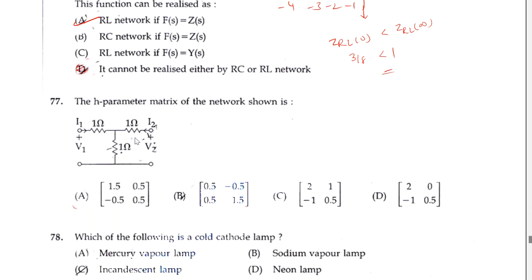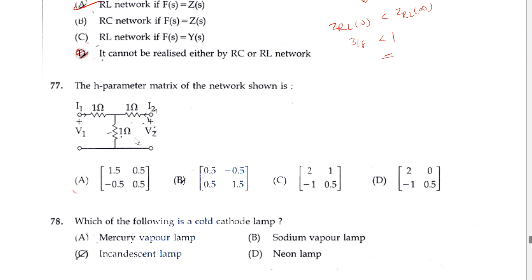Next one, the H parameters of the matrix. H parameter matrix of the network shown in the figure. So V1 and V2 given, they are 1 ohm, 1 ohm, 1 ohm like this. Now simply you can simplify this one.